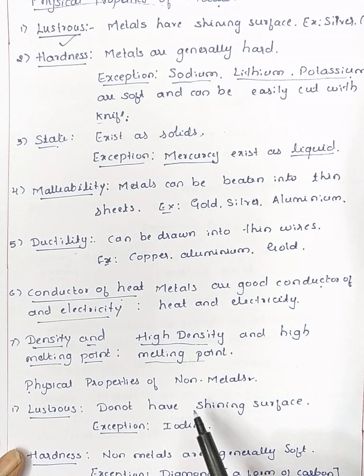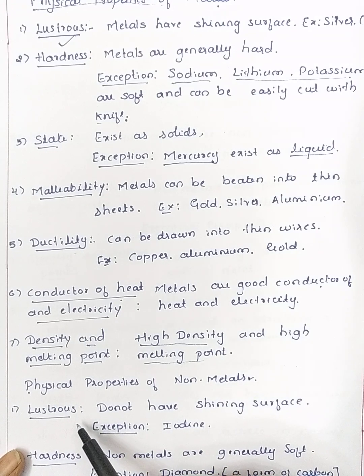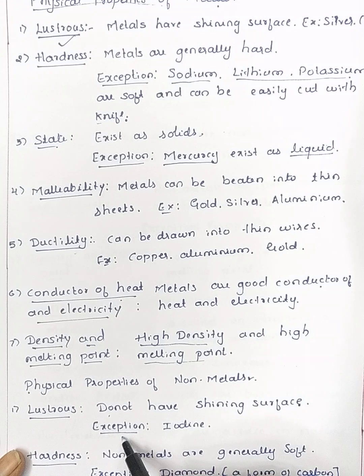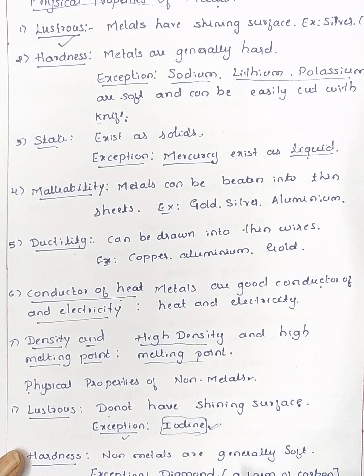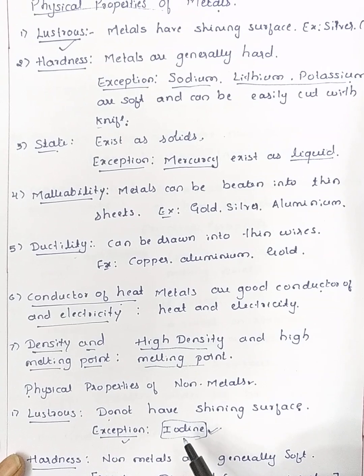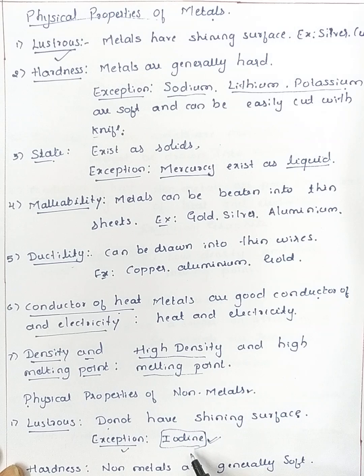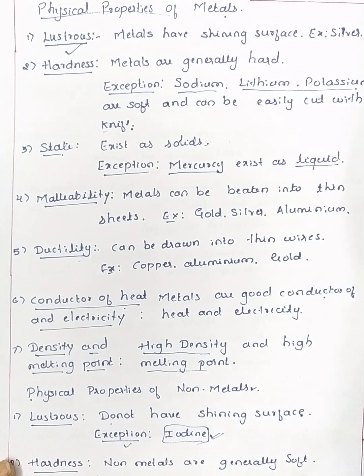Coming to non-metals, they are lustrous. So lustrous, do they shine? No. Non-metals do not have a shining surface. But here also an exception case is there. So iodine. When we see iodine, it shines a little bit, but it is a non-metal. According to the character of metals, metals have the lustrous property, but here iodine is a non-metal. It has a lustrous property, that is, it shines.